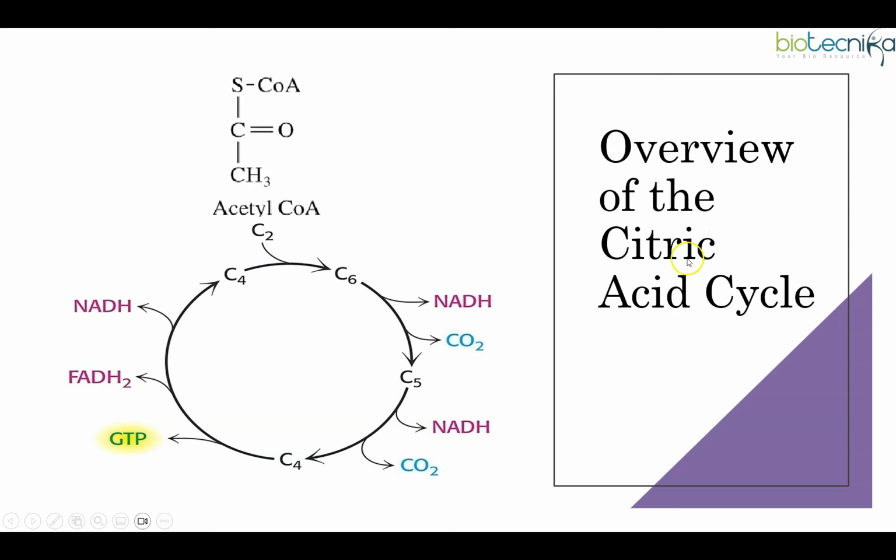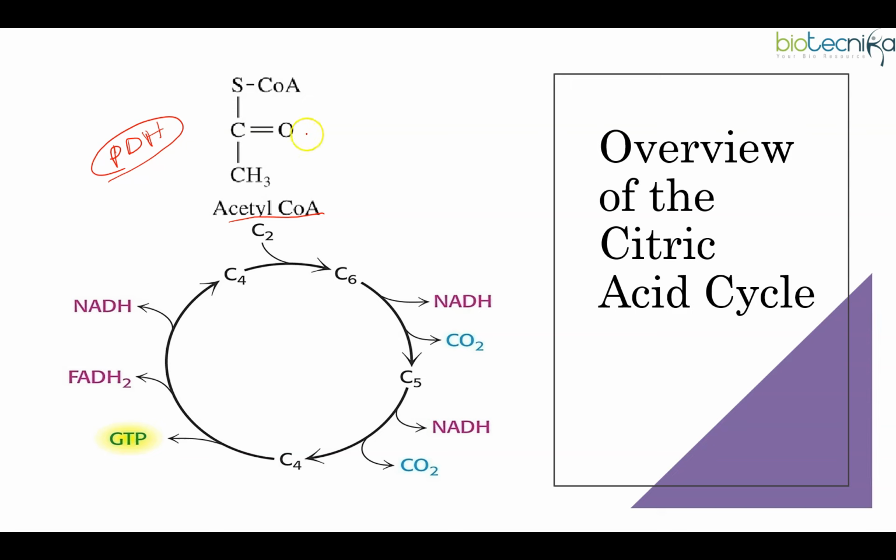Further, we have the citric acid cycle. It is very easy to understand. Pyruvate converts into acetyl-CoA. The enzyme involved in that is pyruvate dehydrogenase. Remember, this pyruvate dehydrogenase is a very important enzyme. However, because of the time limit, I cannot go into more detail. You can refer to Biotechnica classes for more details.